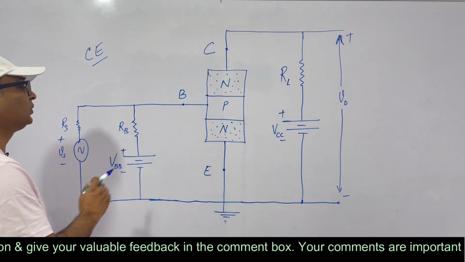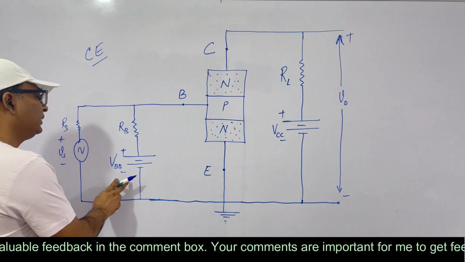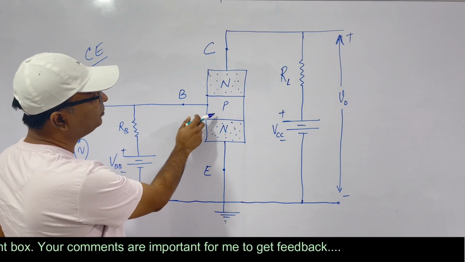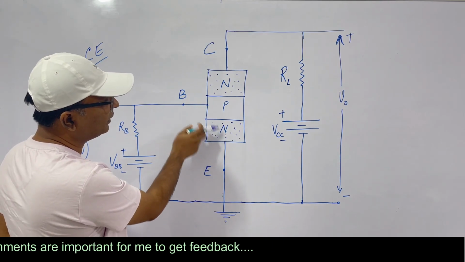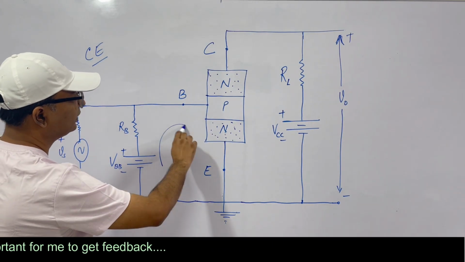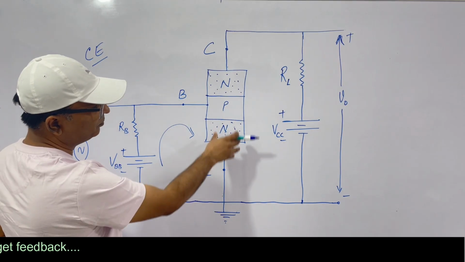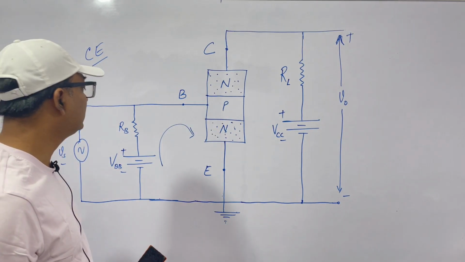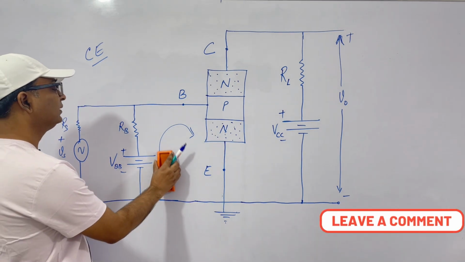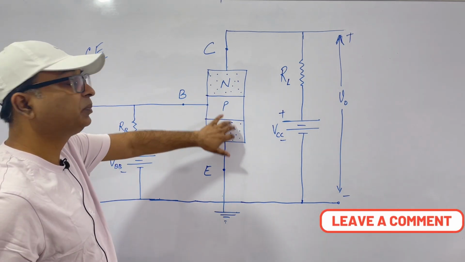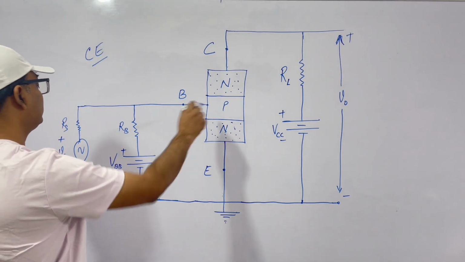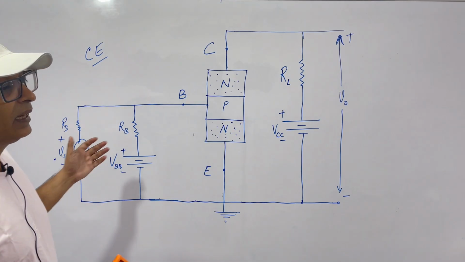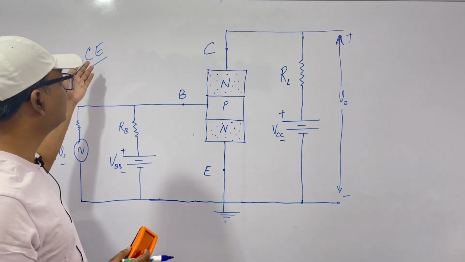Now come to this side, the input side. We have RB and we have a base voltage. Why? This is to bias the PN diode of this part. See, this current actually biases the PN diode. Clear? How it biases, you must have studied diode. So this is provided for biasing this PN junction so that current flows. And what is this? This is the signal.